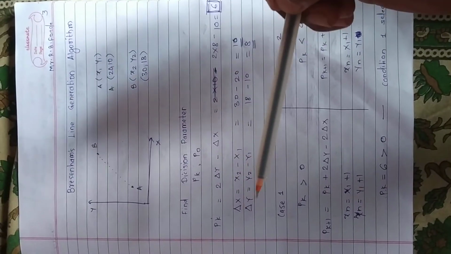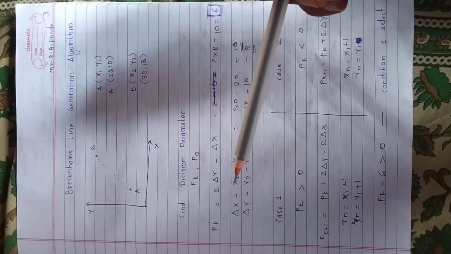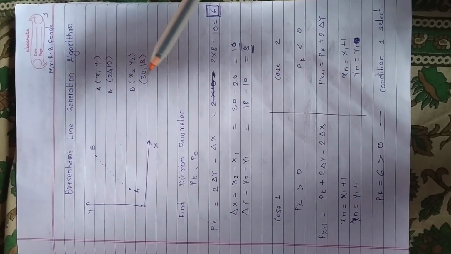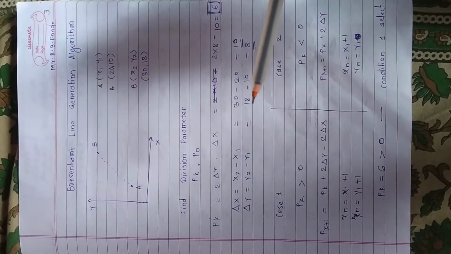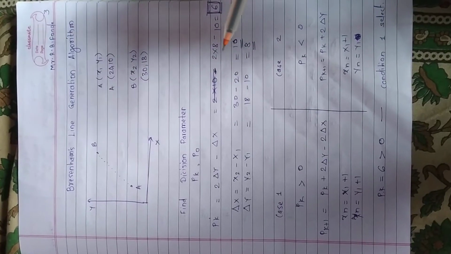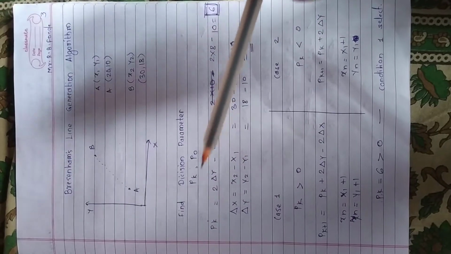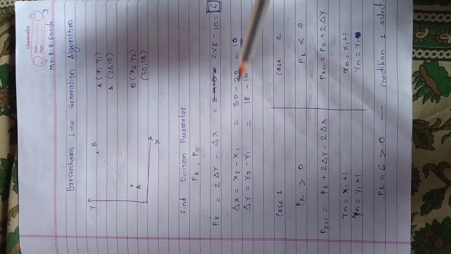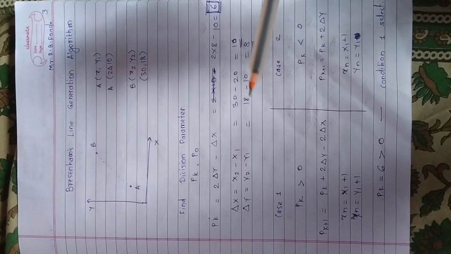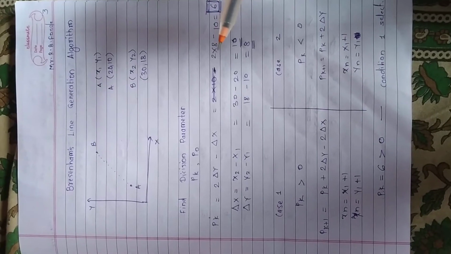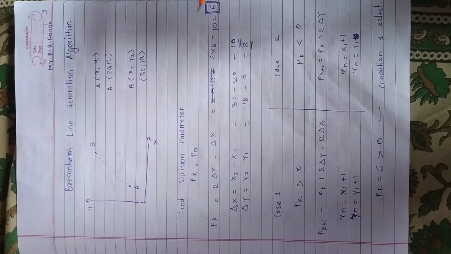With the help of this formula we will get the answer for delta x. Here x2 is 30 minus x1, which is 20. 30 minus 20 becomes 10, and y2 minus y1 becomes 18 minus 10, which is equal to 8. That is the value of our delta x and delta y. We can put these values into the pk equation: 2 into delta y, 2 into 8, minus delta x, which is 10. Then 2 into 8 is 16, minus 10, we get 6. That is the value of pk.